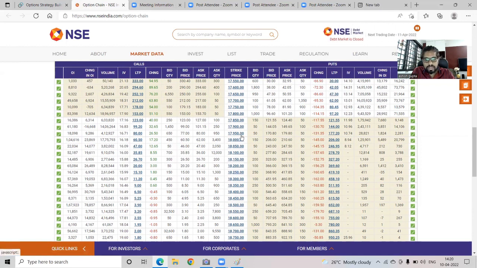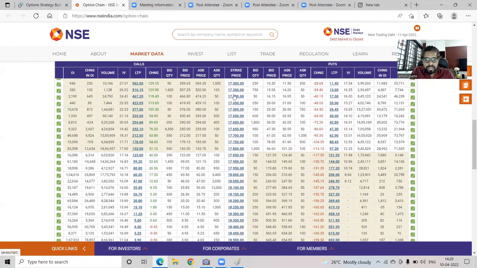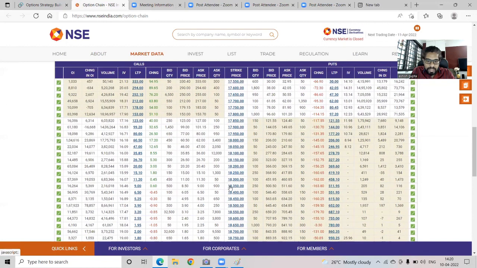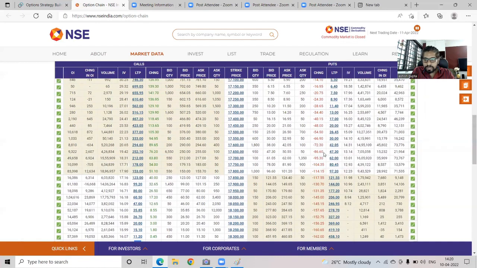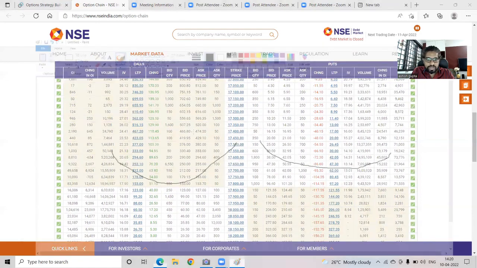If we go further away in the option chain, let's say 500 points, the 17,350 put option is trading at 13 rupees. IV is 16.25. And the 18,350 call option is trading at 9. So obviously the call option is trading much lower than the put option. So that's how the skew develops.